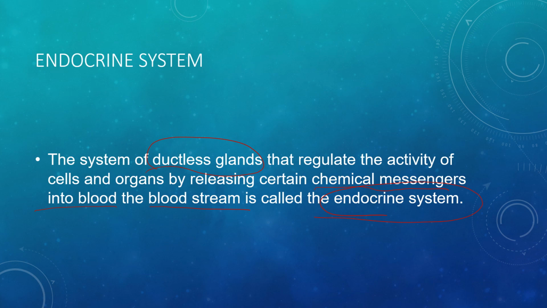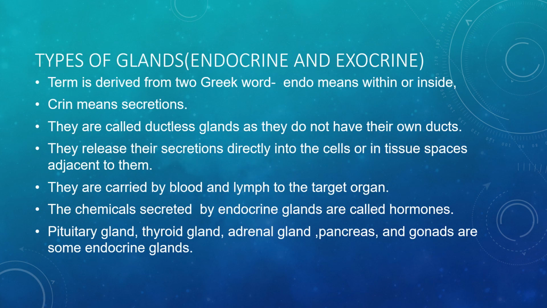Now we will discuss what the types of glands are and what the difference between the two types of glands is. Just now we have learned what the endocrine system is, a system where there are no ducts. Here we are discussing the two types of glands. The first is the endocrine glands and the second is the exocrine glands.